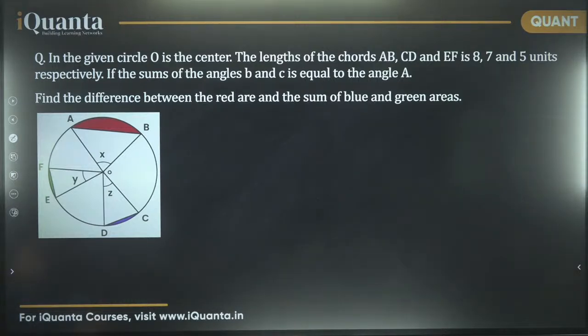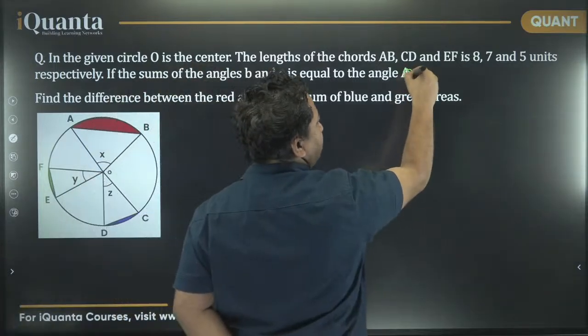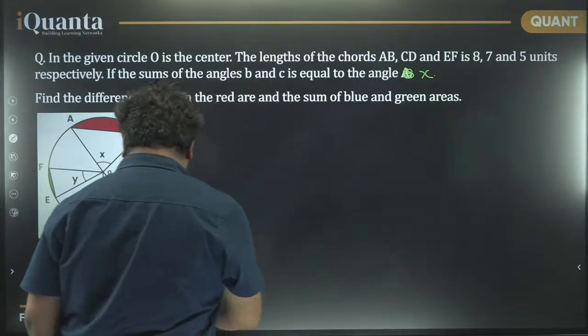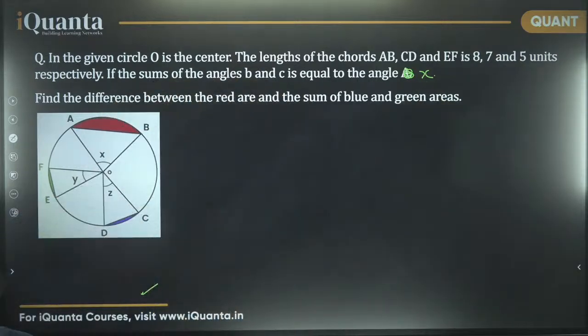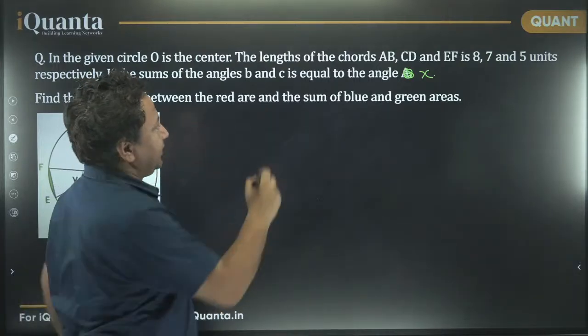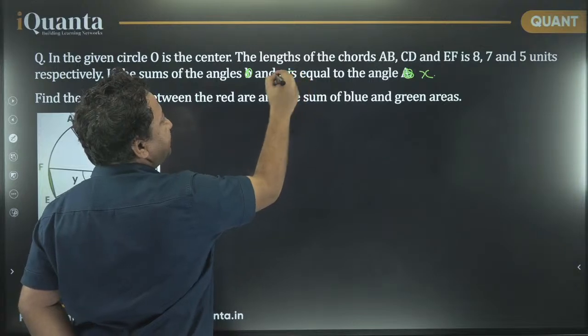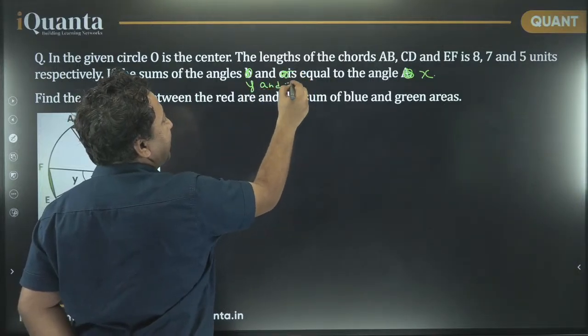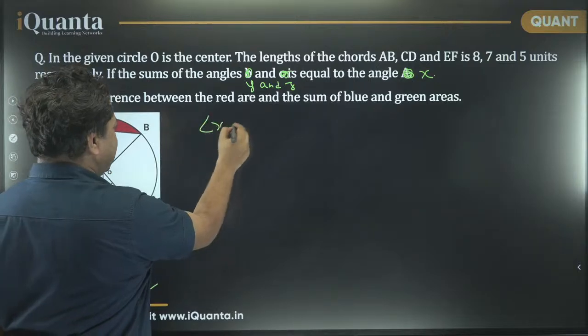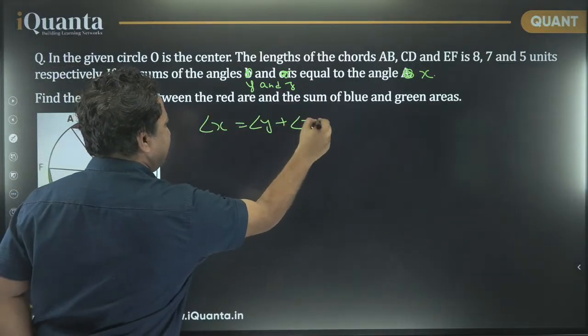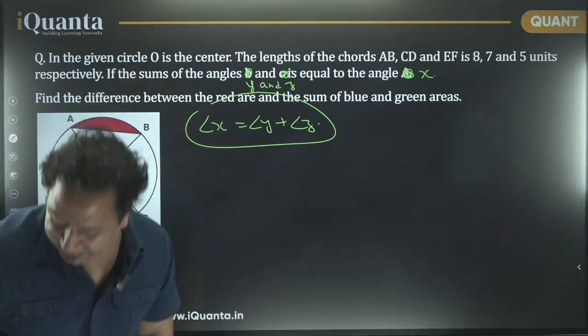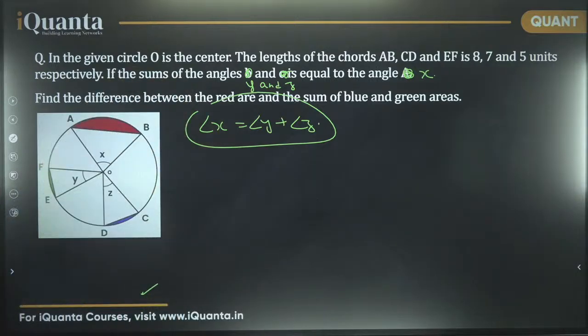Sum of angles B and C is equal to the angle X. This is X. B and C and Y and Z. I think someone has messed with this. Angle X is equal to angle Y plus angle Z. Okay, this is given in the question. That's given in the question.